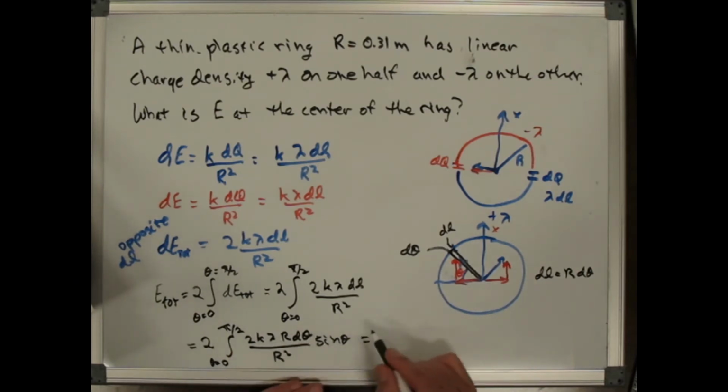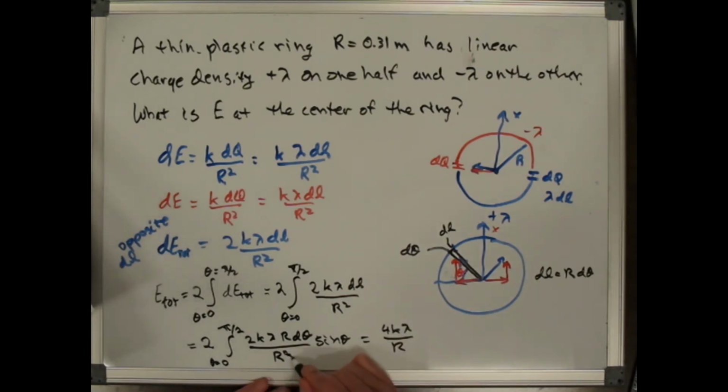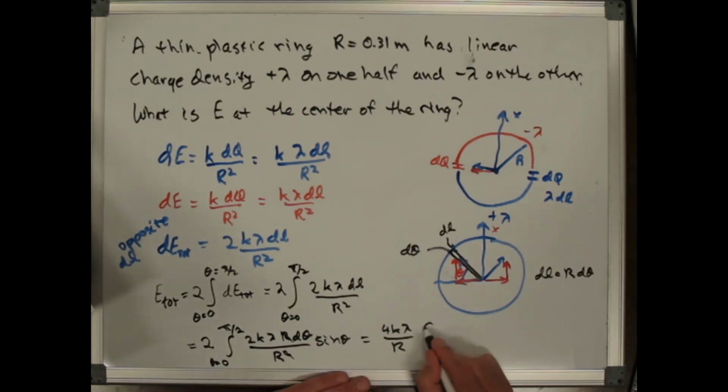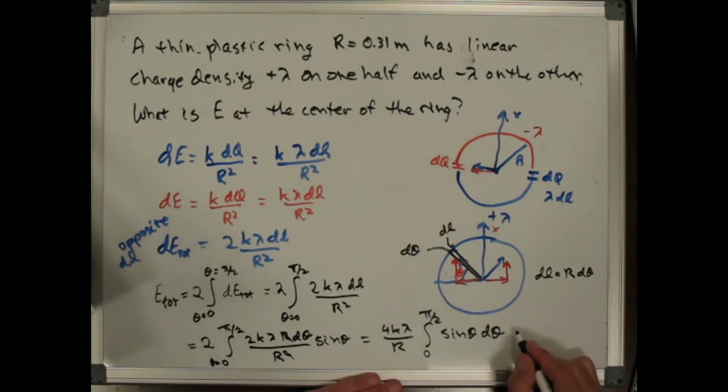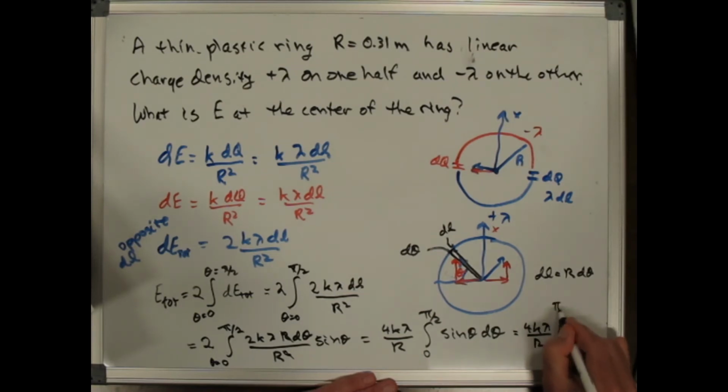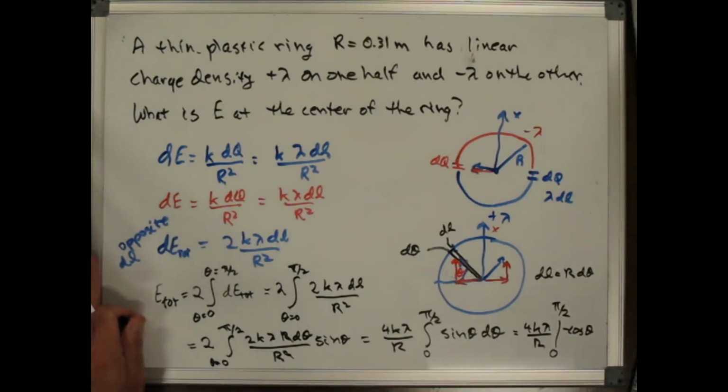And so after I pull everything out, I get 4k lambda over r, right? Because one of these r's cancels with that one. And then I get the integral from 0 to pi over 2 of sine theta d theta. The integral of sine is negative cosine. And so this is 4k lambda over r times the evaluation from 0 to pi over 2 of minus cosine theta. And so I have to come up to the top to evaluate that.